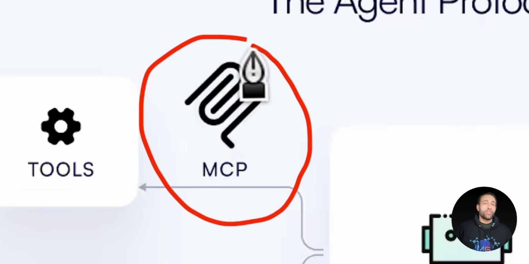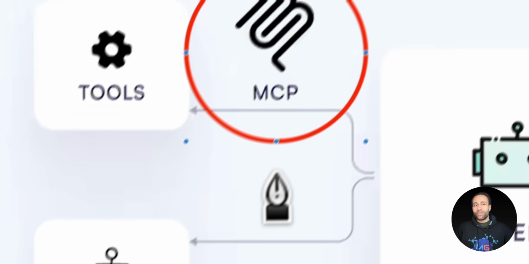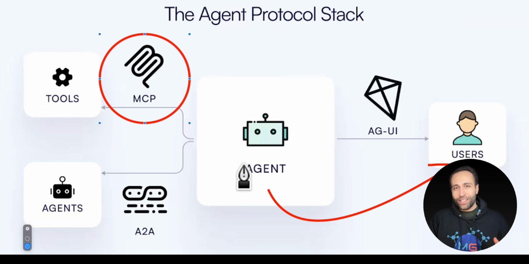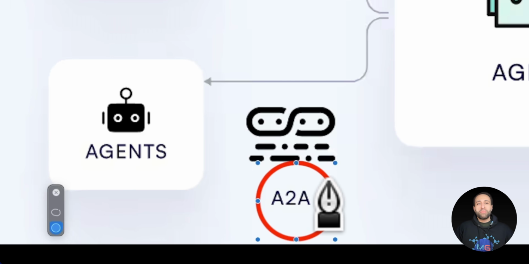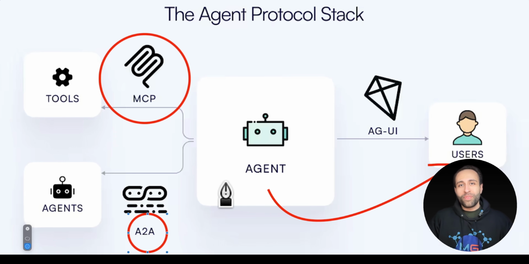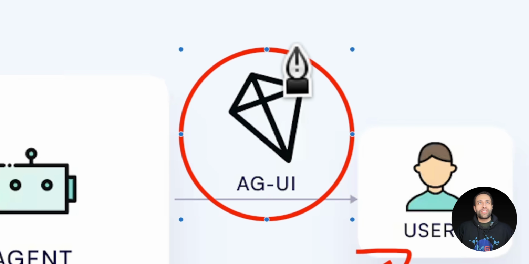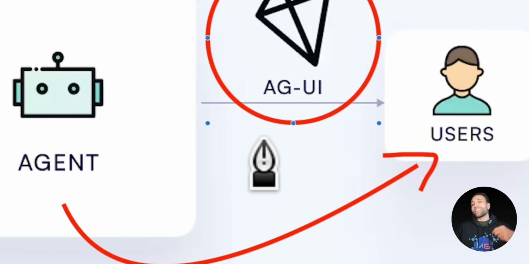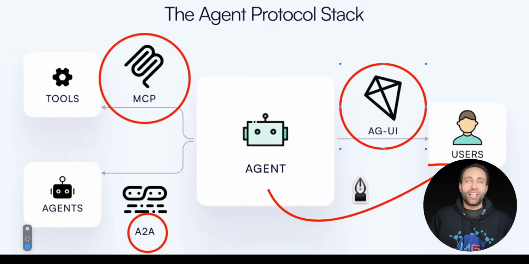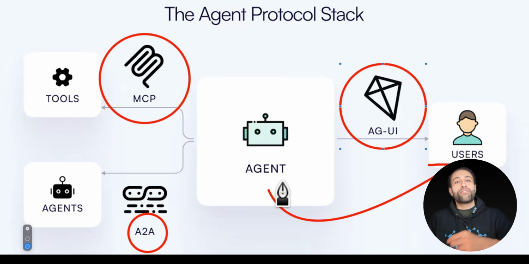Well, similar to how MCP became the new universal and standardized way of connecting tools to agents, and similarly how A2A became the new standardized way of connecting agent to agents, now we are going to have AGUI, which is now becoming the new standardized way of connecting agents to front ends and UI to give it access to end users.